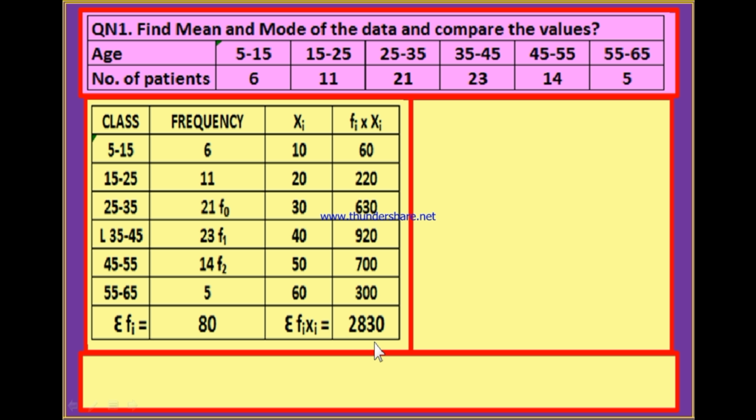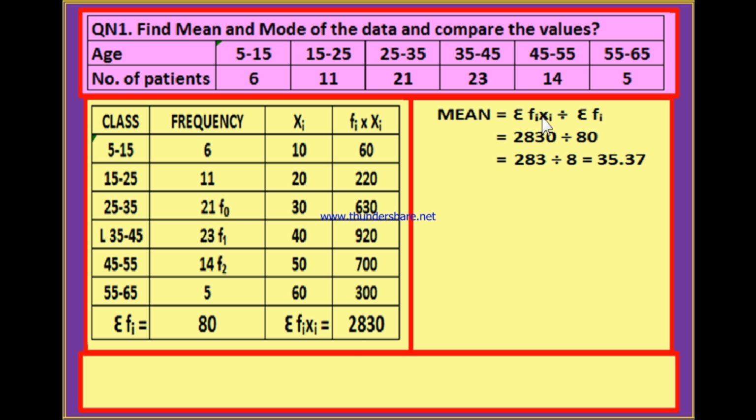As you know sigma Fi xi and sigma Fi, you can find arithmetic mean straight away. What is the formula to find arithmetic mean using direct method? The mean is equal to sigma Fi xi divided by sigma Fi. What is the value of sigma Fi xi?